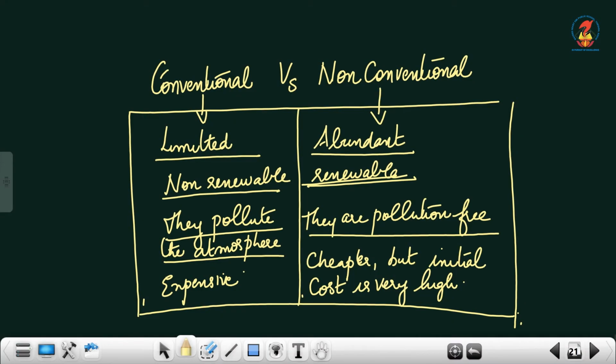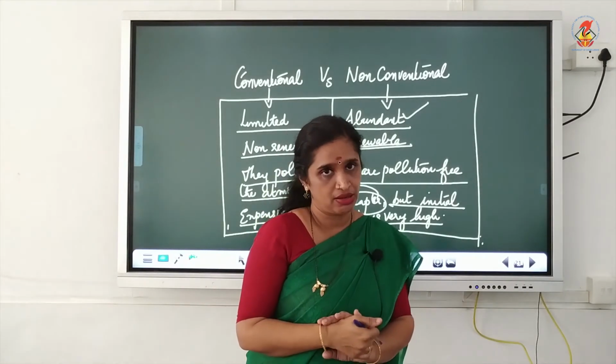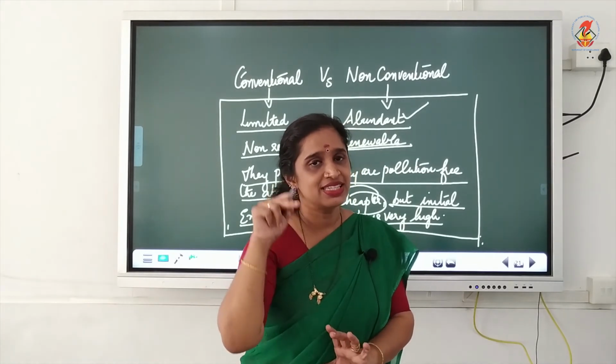Compare the solar energy, isn't it? Now next is conventional sources of energy. It is very difficult to obtain because it is non-renewable, therefore it is expensive. But whereas India has unlimited potential to produce non-conventional sources of energy, and it is abundant also, therefore it is cheaper. But the initial installation cost is very high, but once it is installed, it is cheaper.